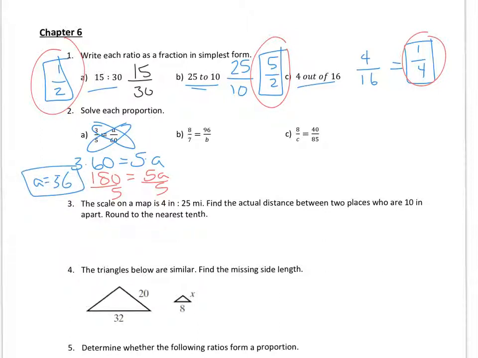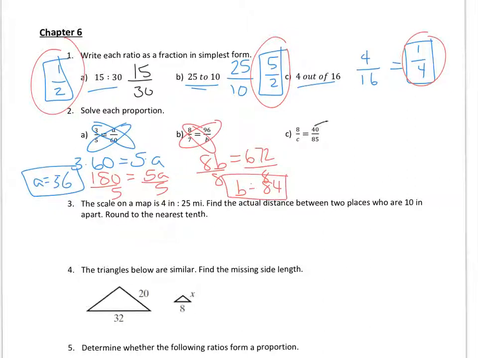And then B, circle the diagonals. So it's 8 times B equals 7 times 96. So 7 times 96 is 672. So you divide both sides by 8. So B equals 672 divided by 8. And you get 84.